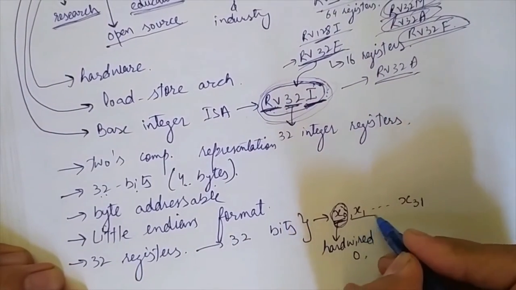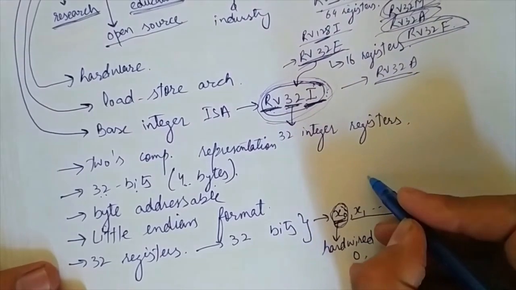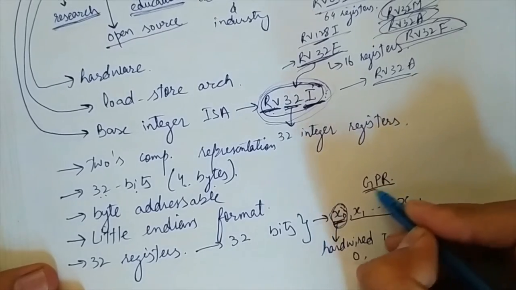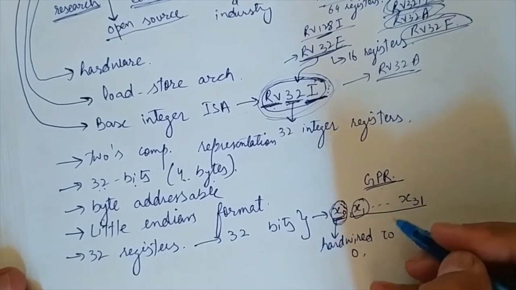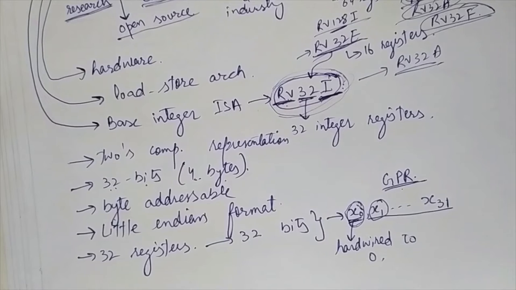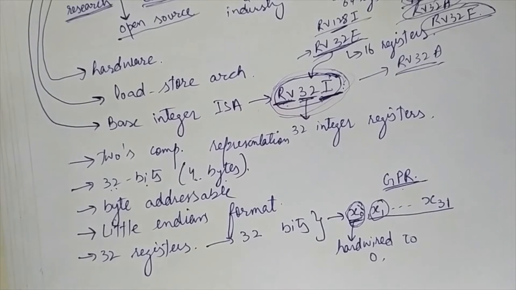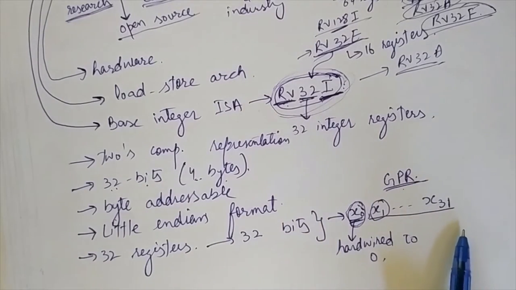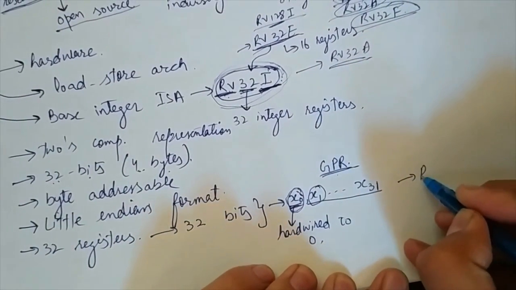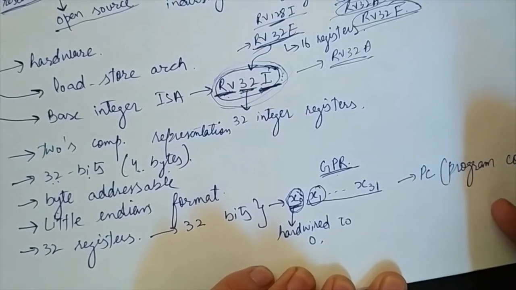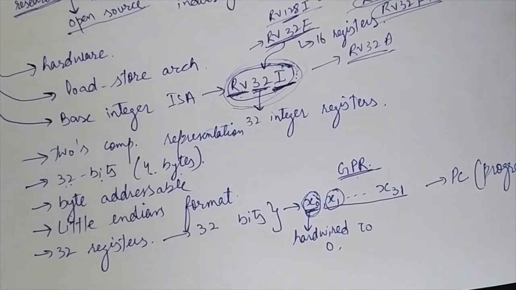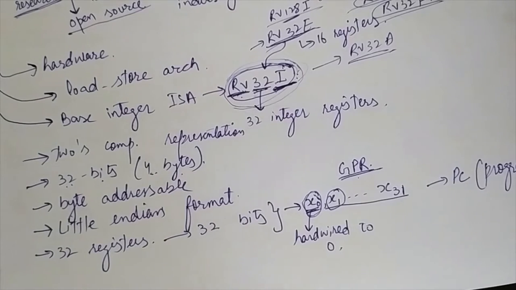And all the other 31 registers, X1 to X31, are general purpose registers. General purpose registers means these can be used to hold any value, and they are mostly used in instructions to execute operations on the data stored in these registers. Apart from these 32 registers, there is also one register which we call program counter. And we all know what a program counter is. A program counter is a special type of register that is used to store the address of an instruction that is to be executed by the processor.